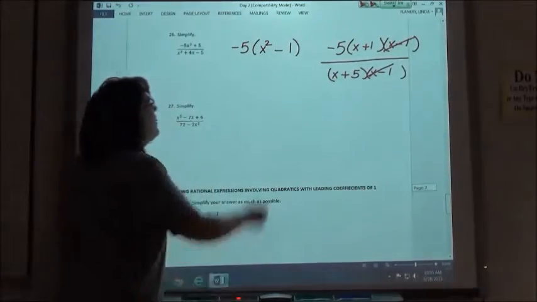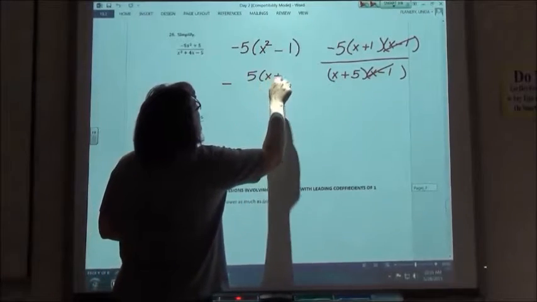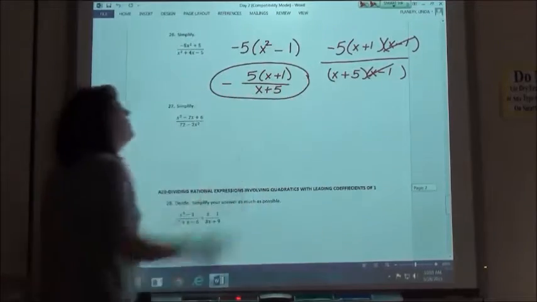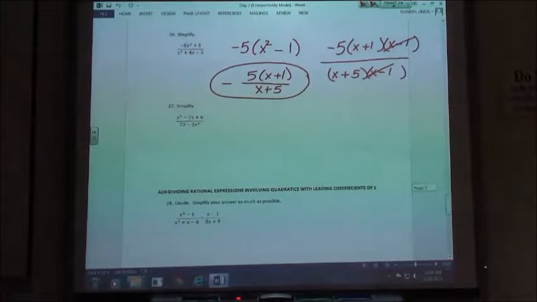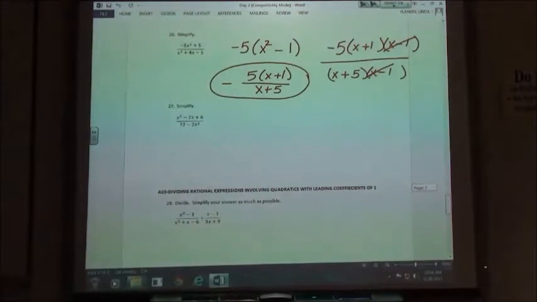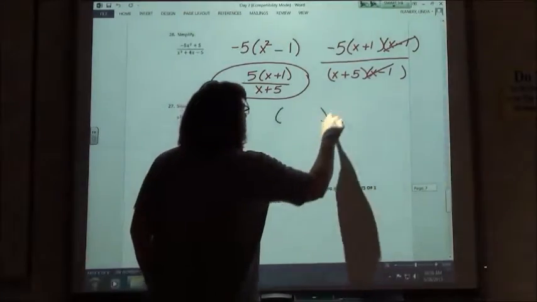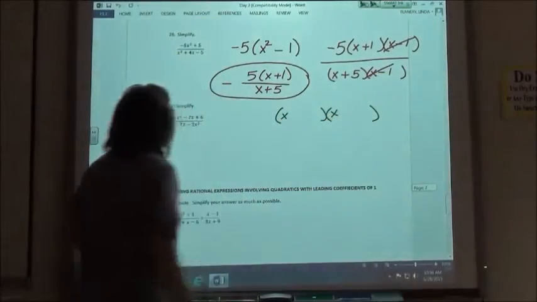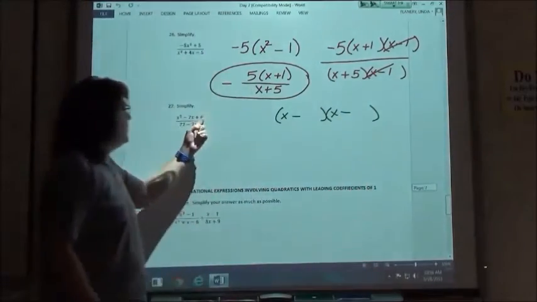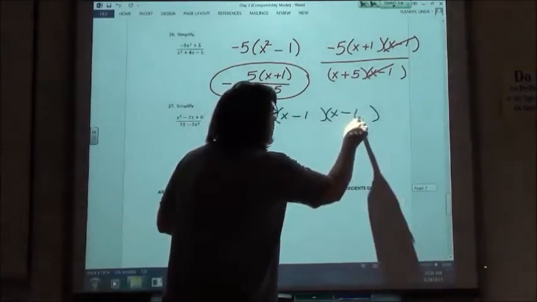So we're going to have negative 5 times x plus 1 over x plus 5. And again, that negative could be out in front of your fraction, or if you want, you can leave it up there with the 5. It shouldn't make any difference. 27 then, if I want to simplify that one, if I look at the top, there isn't a greatest common factor. I'm just going to go ahead and go to my foiling. So x and x. The end is positive, so both signs are the same as the middle, a negative and a negative. Factors of 6 that add up to 7, well, 1 and 6.